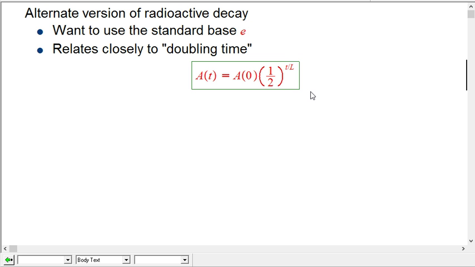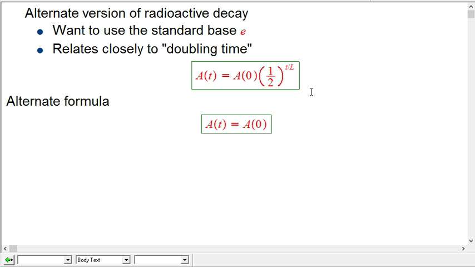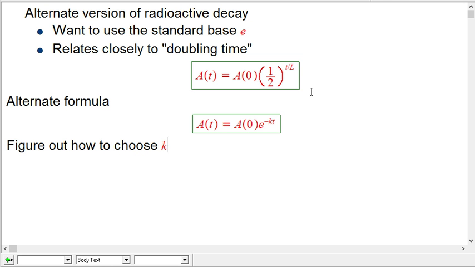We want to see an alternate formula, which is A of t equals A of 0 still. That's never the interesting thing. Times e to the, now this is going to be minus something, because it's got to be decaying. If I did plus, then it would be increasing. And that's going to be kt, okay? I claim that these can be made exactly the same. We just have to figure out how to choose k, and it must have something to do with the half-life.